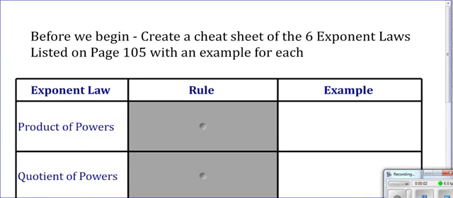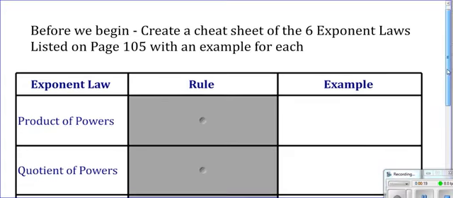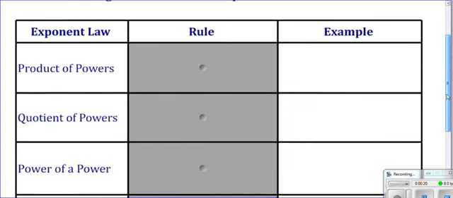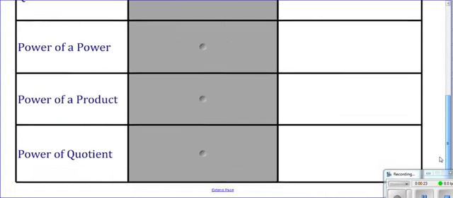So before we begin lesson 3 for chapter 3, powers and exponents, I would like you to take a minute and look at the front page of your notes, on the back of your outline. It has some space for you to create a cheat sheet for all of the different exponent laws we're going to be talking about.